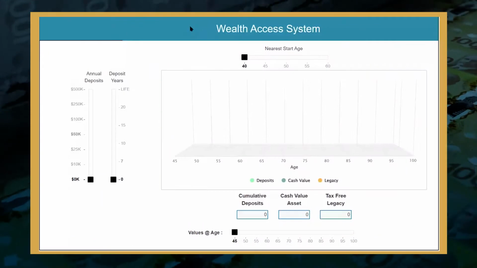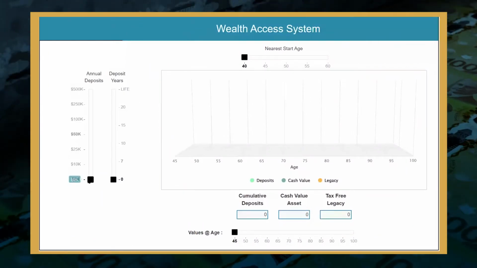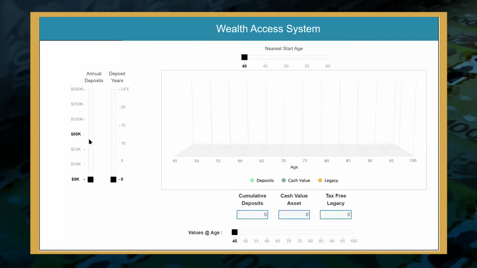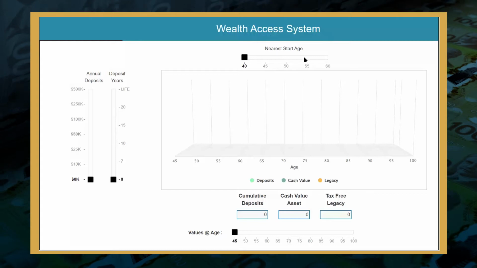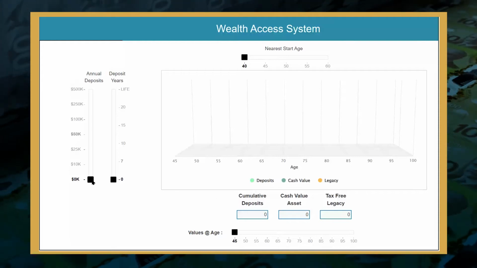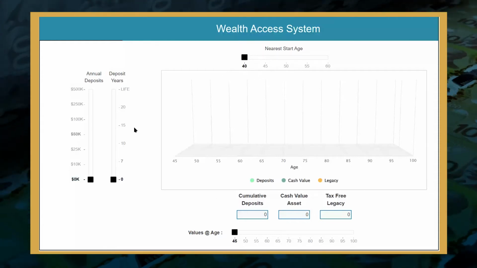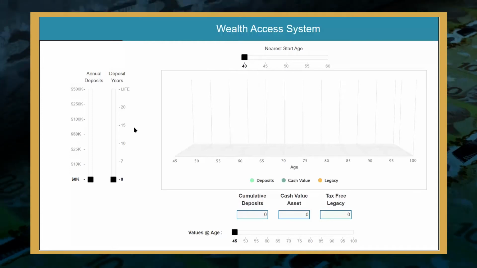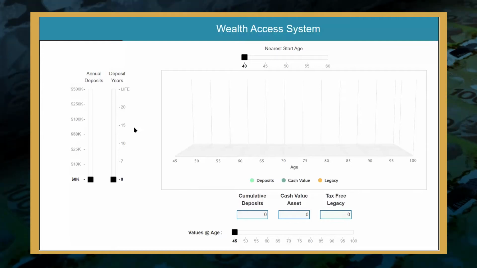Let's dig into this thing right away. So here you'll see on my screen a great little tool we call the Wealth Access System. I've got some sliders here. I've got some deposit years. I've got an age slider, and then some summary points where we can look at different values from different sections. So we're going to start first with a 40-year-old, and that's going to be our example today. If you're not 40, that's okay. Whether you're above or below that line, the key is just to use this as a reference point.